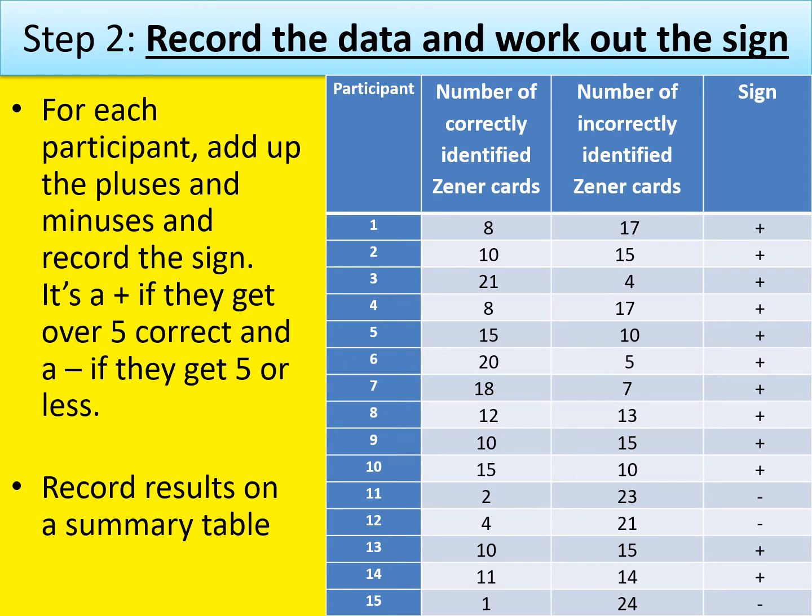Each participant would add up their own pluses and minuses and then submit the data into this table. If you look on the right-hand side where it says the sign, the people who got more than 5 got a plus, the people who got 5 or less got a minus, and so we've got 1, 2, 3, 4, 5, 6, 7, 8, 9, 10, 11, 12. So 12 people got a plus and 3 people got a minus.